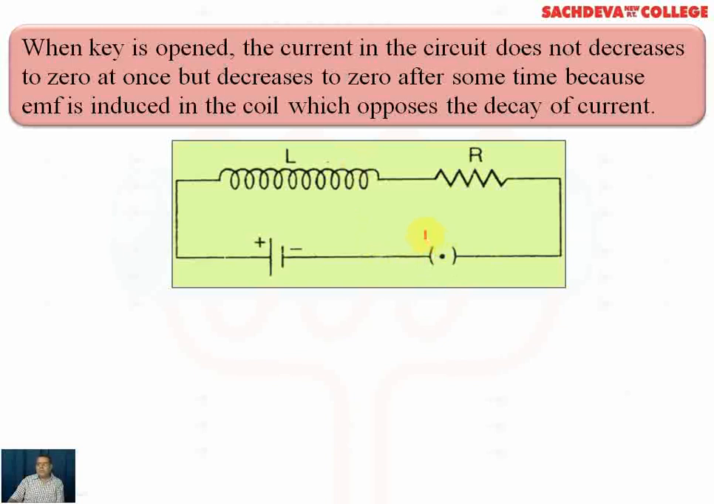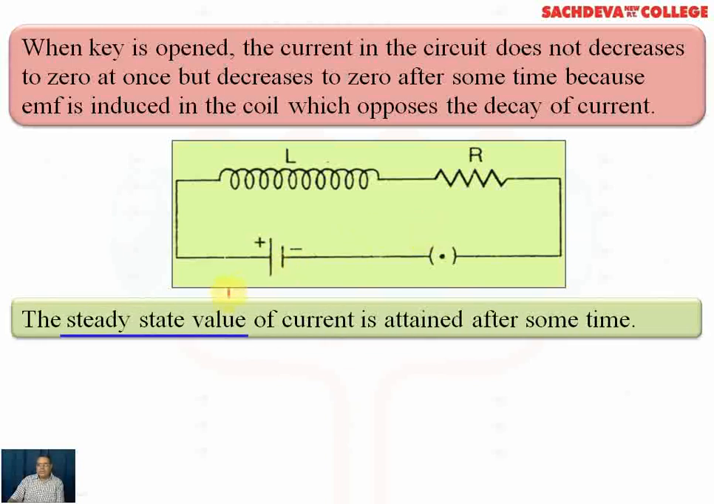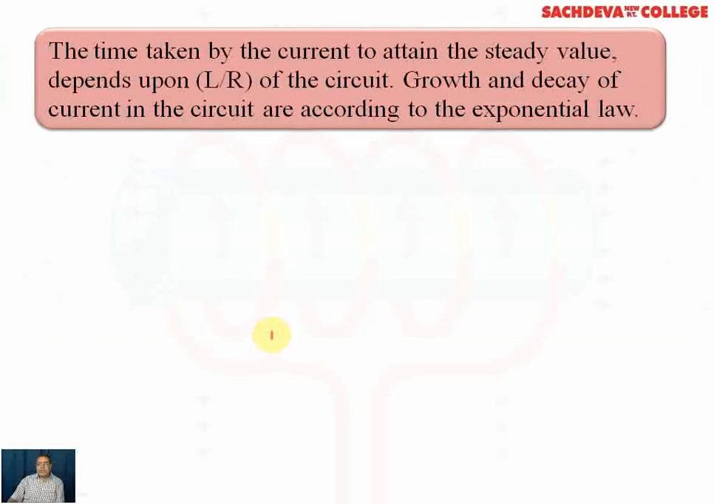So, transient time is simply the current growing from minimum to maximum or the current decaying from maximum to minimum. So, the steady state value of the current is attained after some time. The time taken by the current to attain the steady value depends upon L by R of the circuit, so it is called time constant.